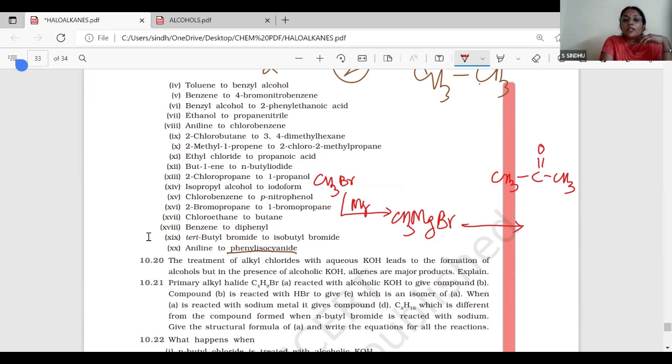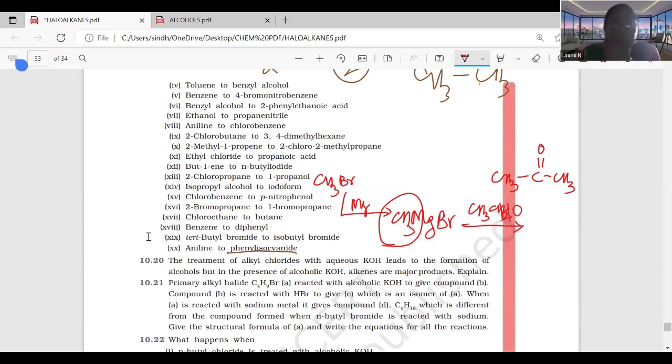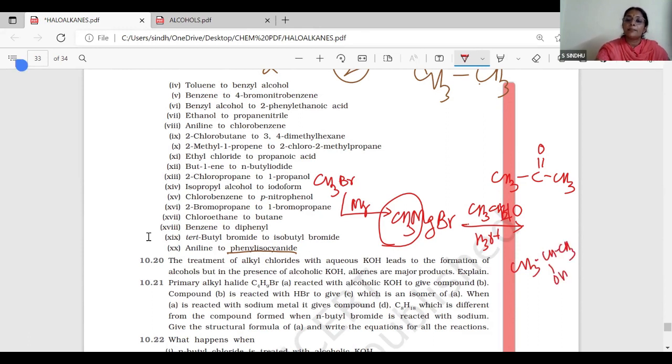For a secondary alcohol, we have to choose. We already have 1 methyl group here, so we have to introduce 1 more methyl. So we'll take up CH3CHO, ethanal, followed by hydrolysis. That will give you CH3CHOHCH3. And partial oxidation with CrO3 will give this.